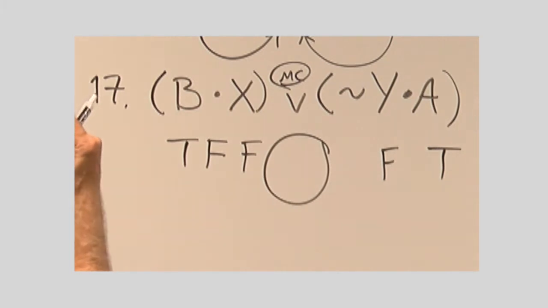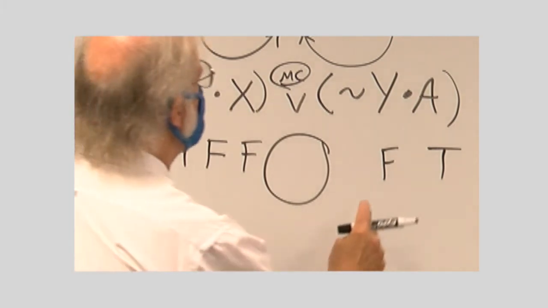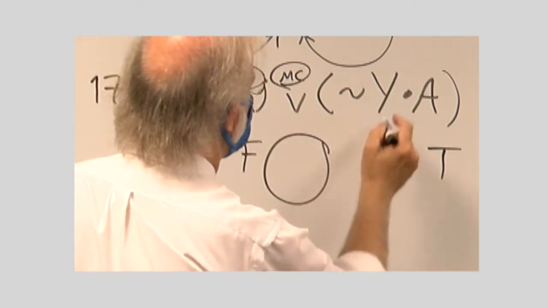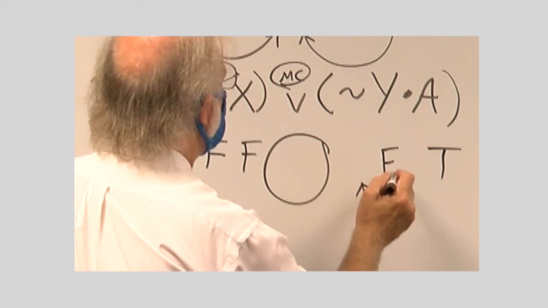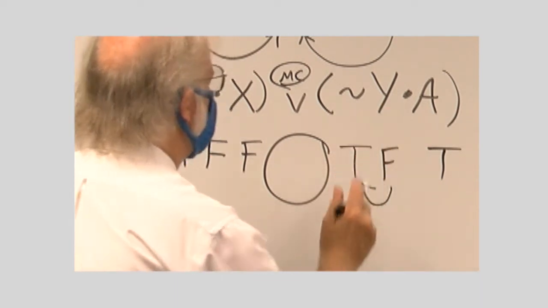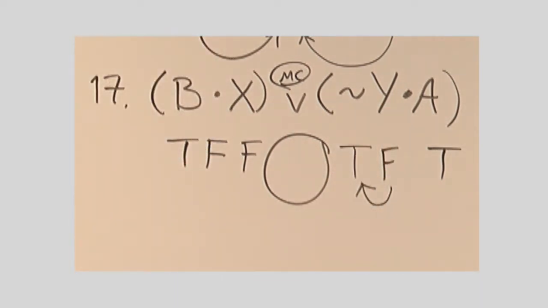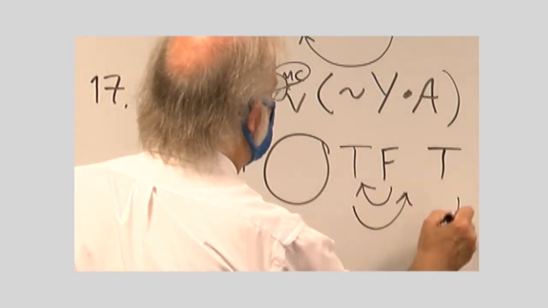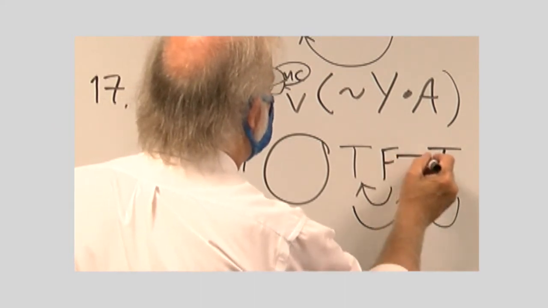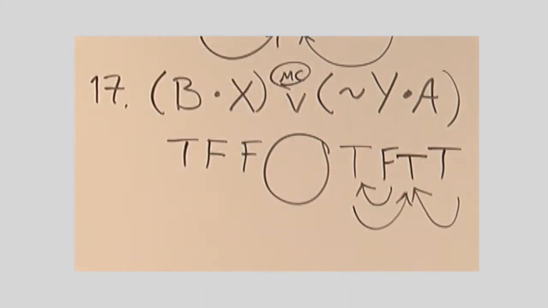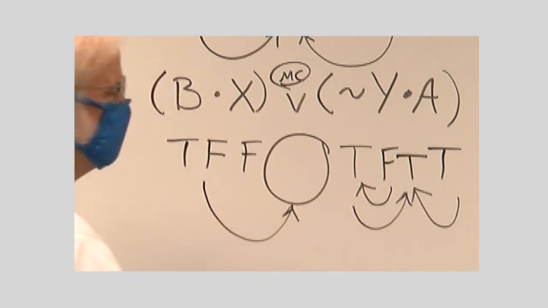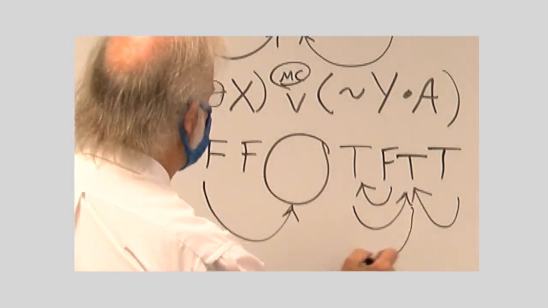Going over here now, it would be easy to make a mistake by just ignoring this tilde. But you have to get a value for the tilde. If Y is false, not Y has got to be true. So now for this dot here, we've got true dot true. That's going to make that dot true. In order to get the value of the main connective, I'm going to take the left side as a whole, which is false, the right side as a whole, which is true.